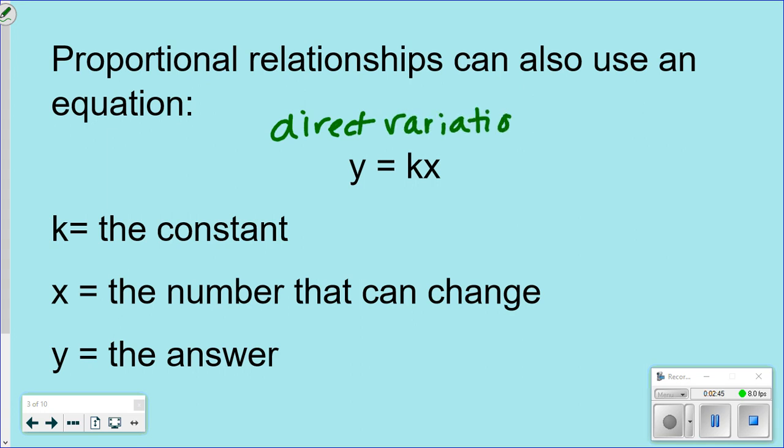Direct variation would be like the rule, and it's y equals kx. K is the constant, something we have to know. X is the number that can change, but you're going to be putting things in for that. And y is going to be the answer. I'm going to show you how we're going to come up with some equations from tables and proportional relationships in a second. So just know that y equals kx. It's the equation known as the direct variation. X is what you're going to change. K is going to be the constant, what's consistently there all the time. And y is the answer.